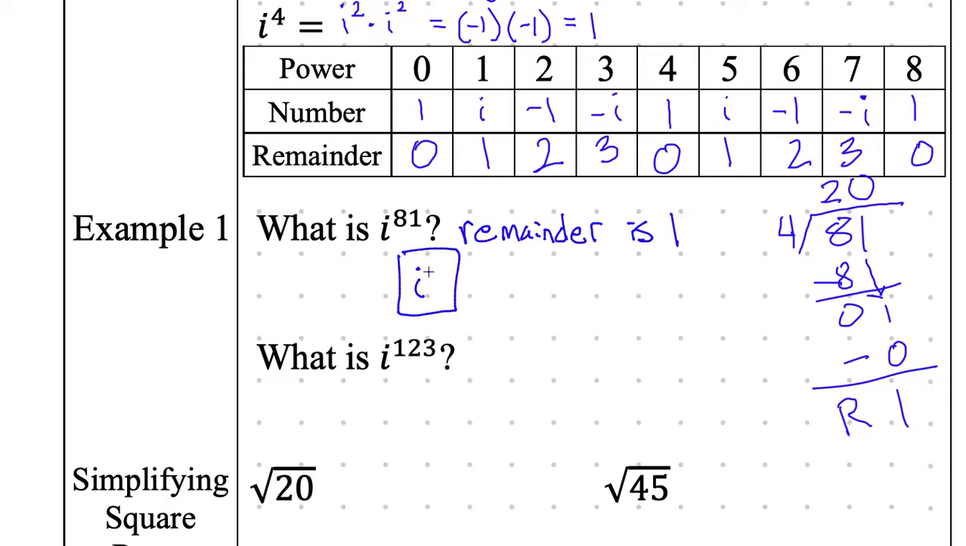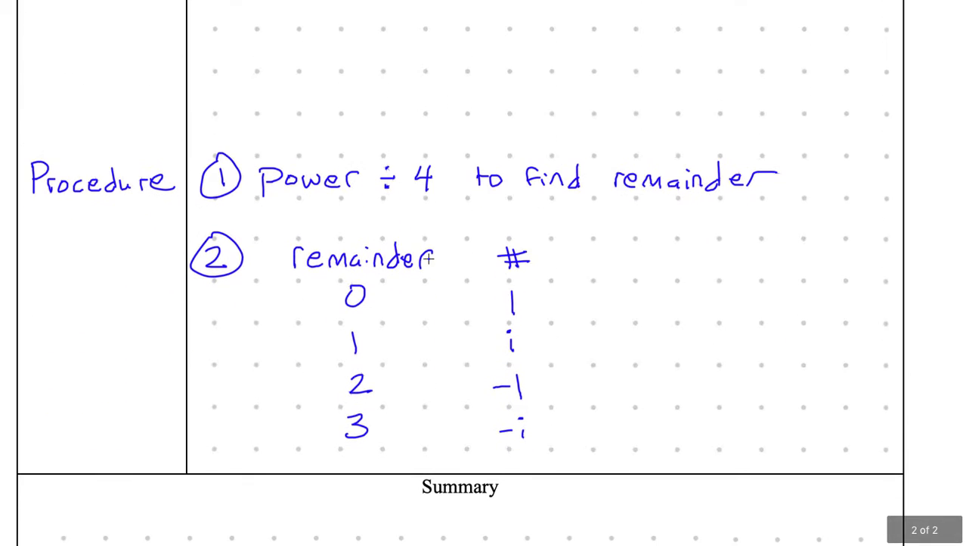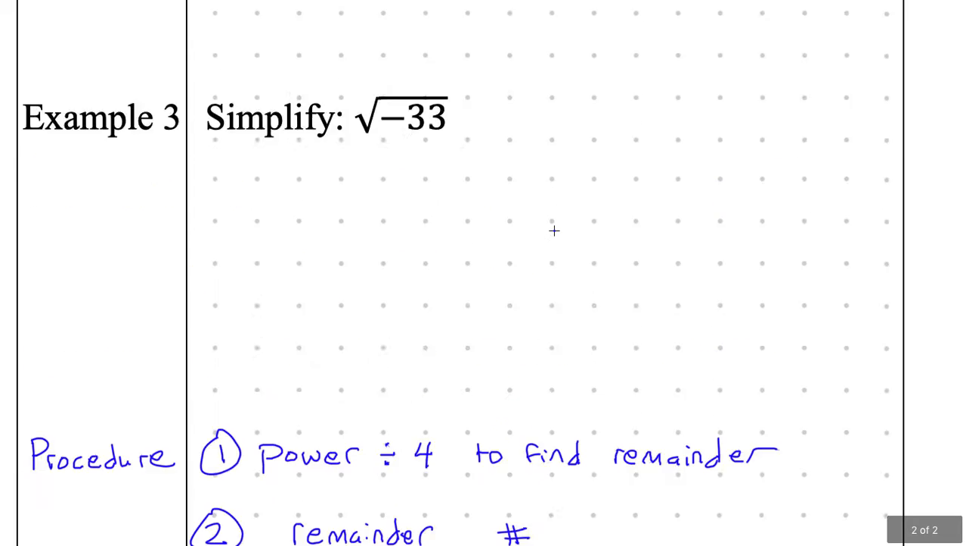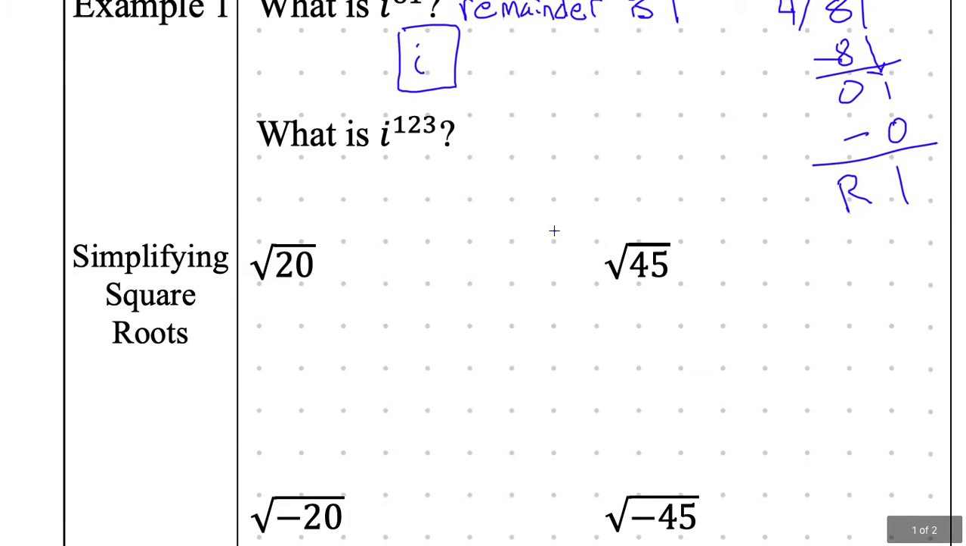Let's apply our procedure again. Our procedure again is take the power, divide by 4, and find the remainder. So the power is 123. I'm going to say 4 goes into 123 how many times? Well, 4 goes into 1 0 times. 4 goes into 12 3 times. 3 times 4 is 12. Do some subtraction, and you find that the remainder is 3.